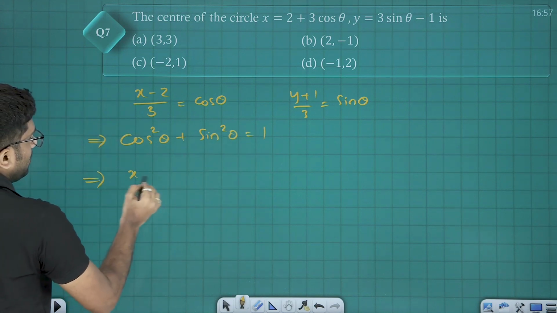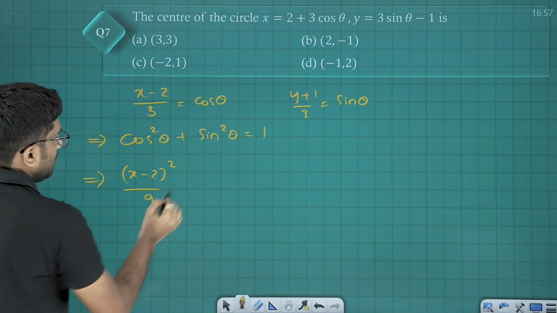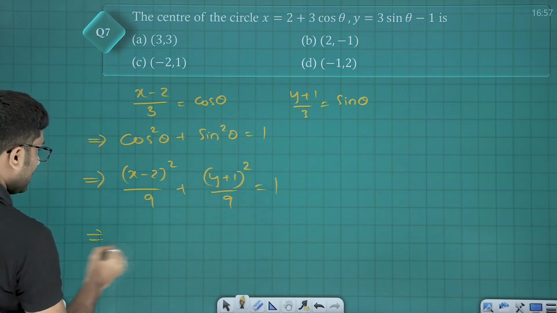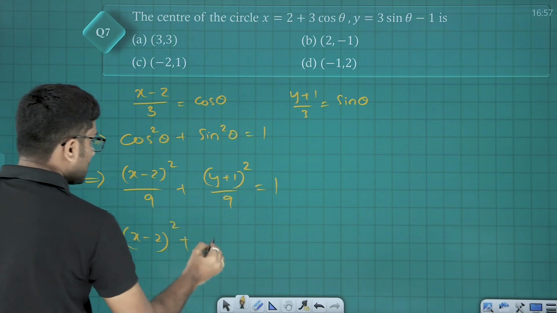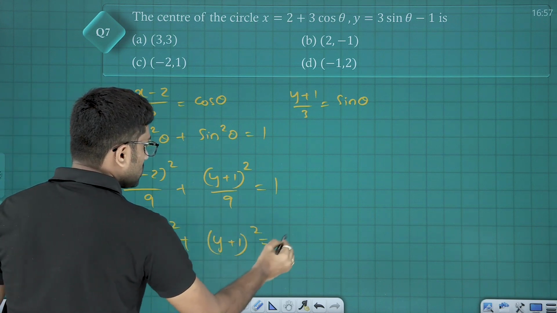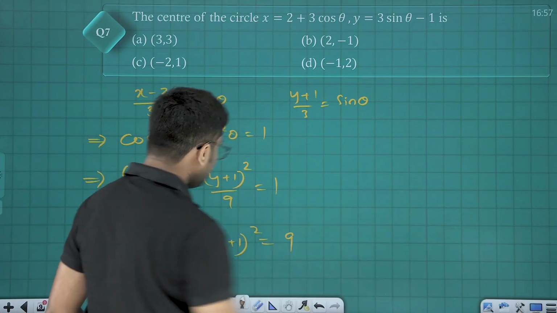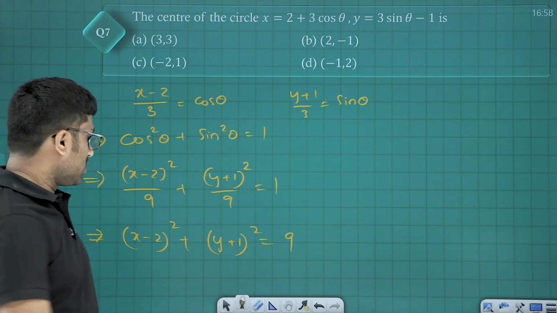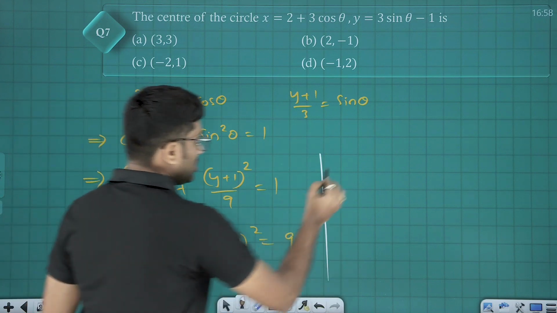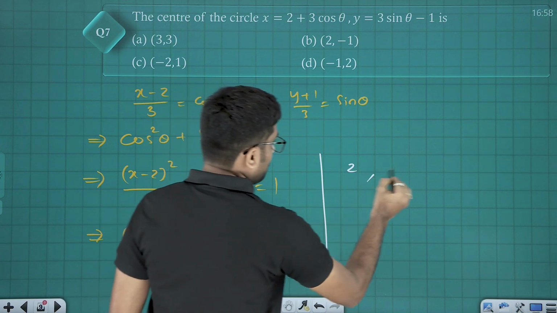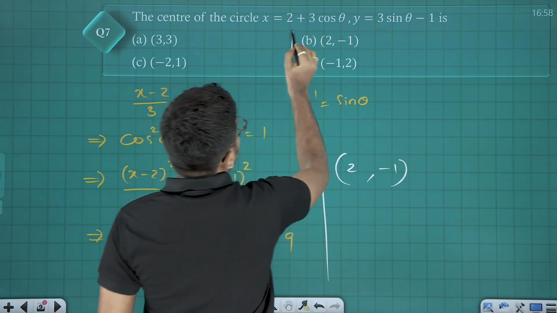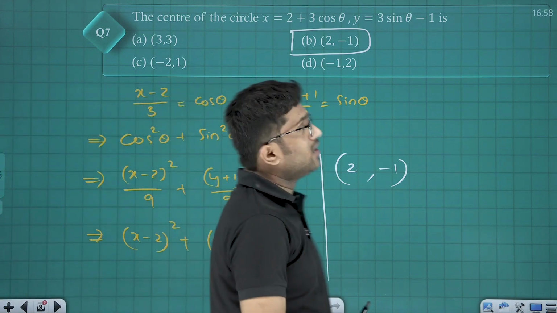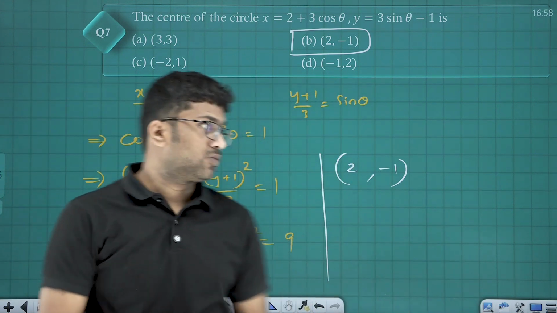So from that, (x minus 2) whole square by 9 plus (y plus 1) whole square by 9 is equal to 1. Clearly, (x minus 2) whole square plus (y plus 1) whole square is equal to 9. This is clearly of the form (x minus h) whole square plus (y minus k) whole square is equal to r square. Center is (h, k). Here h is 2 and k is minus 1. So (2, minus 1) is the center of this circle given by x equals 2 plus 3 cos theta and y equals 3 sin theta minus 1.